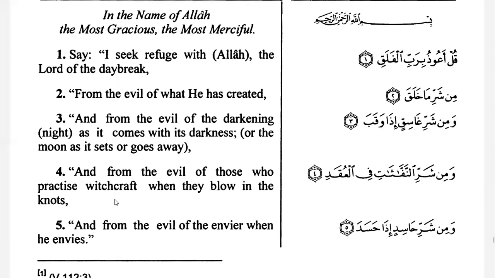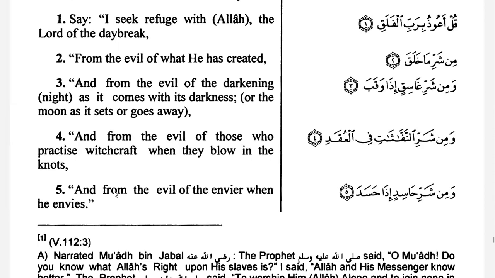Okay? Okay. Then, next thing. From the evil of envy when he envies. Yes. Do you know what is envier?